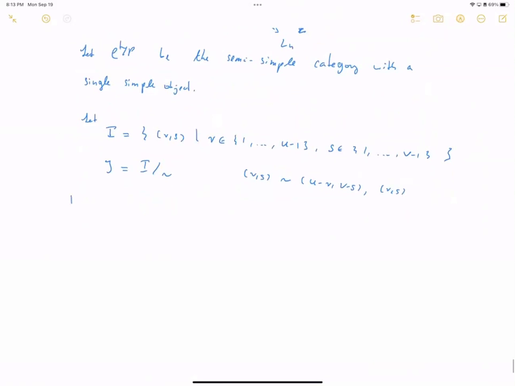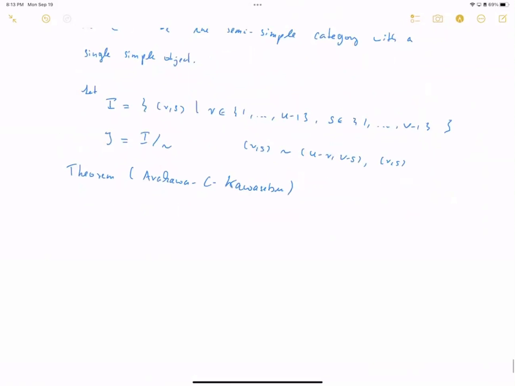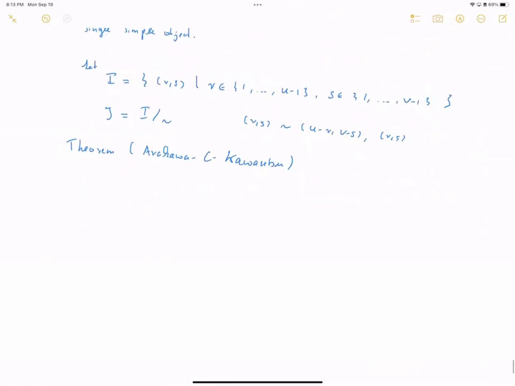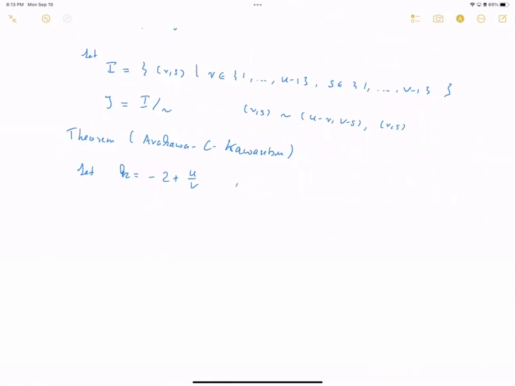So then the theorem is the following. This is the theorem we've been looking for. This is the theorem we really wanted to have. So let k be an admissible level for SL2, so we can write it as minus 2 plus u over v. So this is where these 2 integers u and v come from. So u and v are co-prime positive integers, in fact, both at least equal to 2.